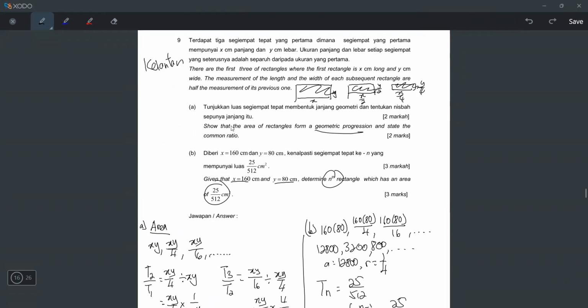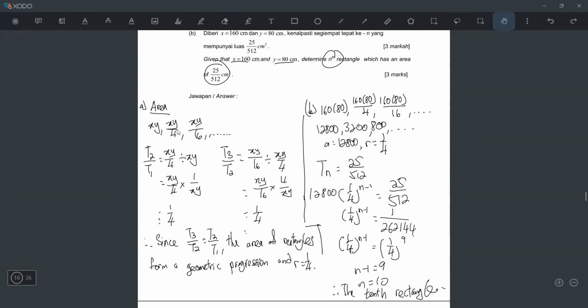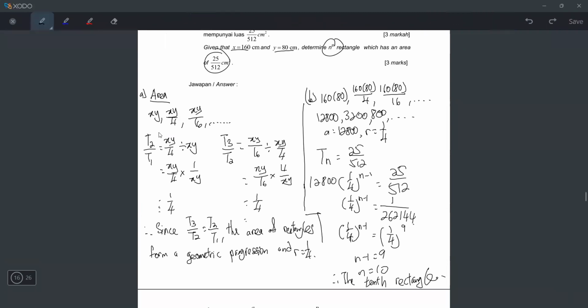And I already made a video on this. If you want to check it out, you can go watch. So look at this. A, show that the area of rectangles form a geometric progression and state the common ratio. So how do I do it? I write down the area for every rectangle, and then I try to see T2 divide T1 and T3 divide T2. See, they give me the same value. If they give me the same value, then I say the area of rectangles form a GP.